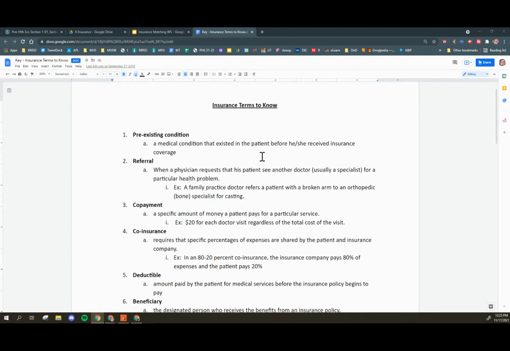Definition number 1 was for pre-existing condition. This is a medical condition that existed in the patient before they received insurance coverage.